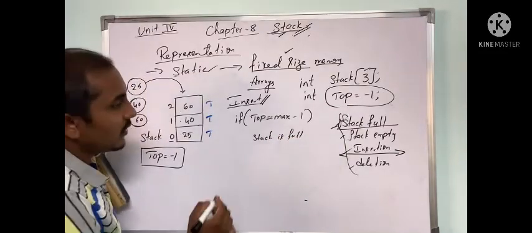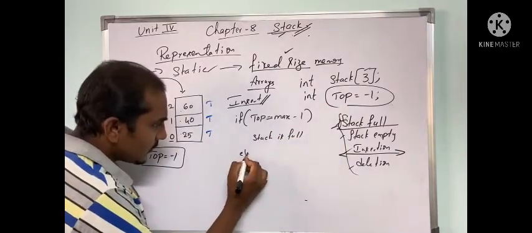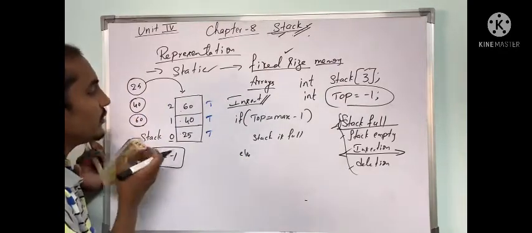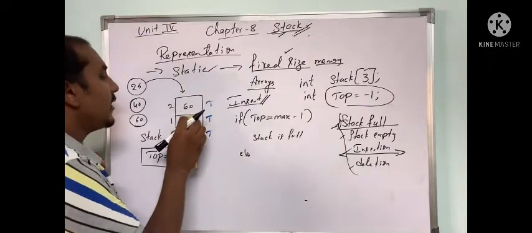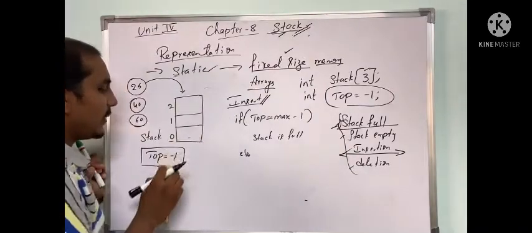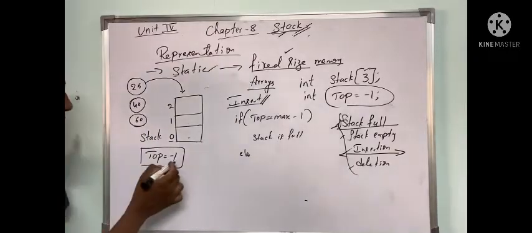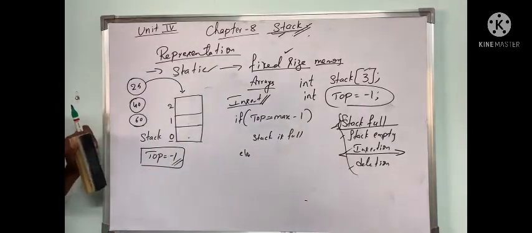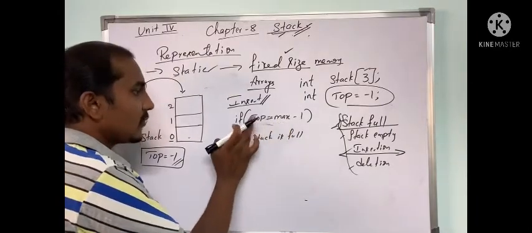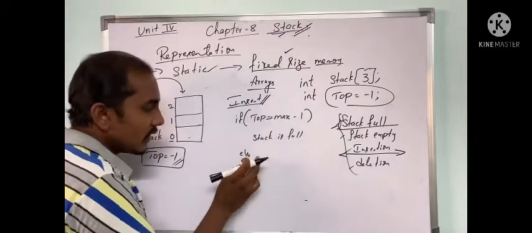Okay. Next, if this is not the case, in the else condition, what happens? In the else condition, suppose I don't have any element in the stack. If I don't have any element in the stack, it will be empty. When it is empty, what will be the value of top? It will be -1. So -1 equal to 2 will be false. Since that will be false, we'll come to the else statement.